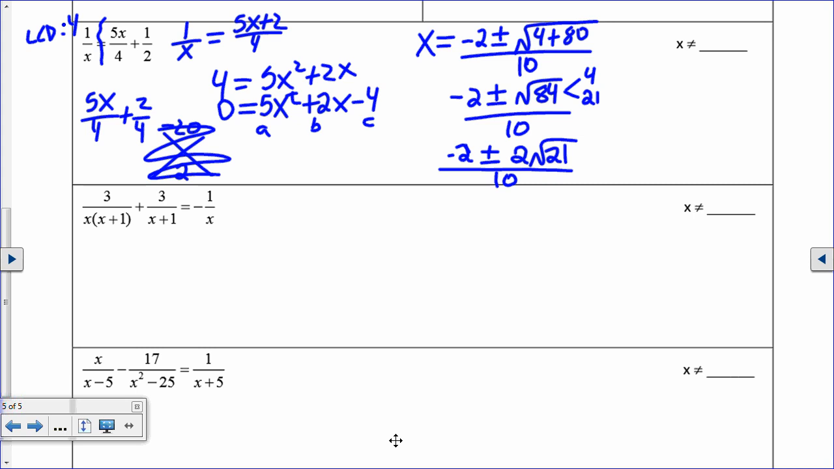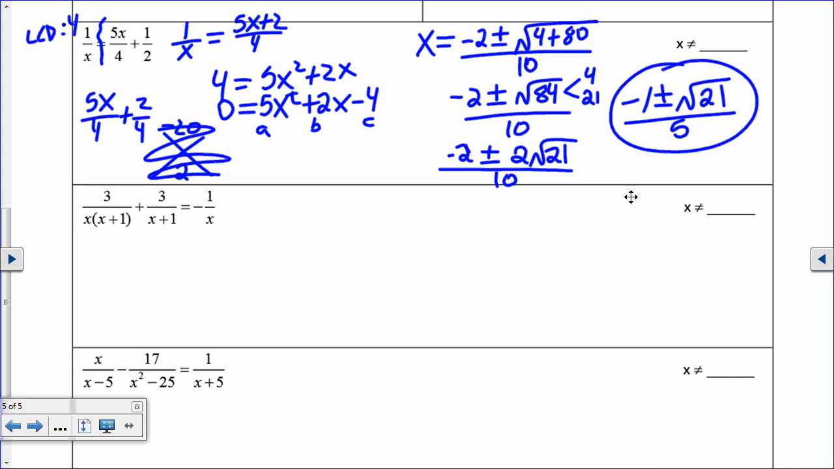Now you guys are free to cancel whatever you want. Is there anything that all three of these things have in common? 2, so I can divide by 2. If I don't want to make this too messy, but if you slash through those and divide by 2, you're going to have negative 1 plus or minus the square root of 21 divided by 5. Yes, because we had negative 2 before. If you divide that by 2, it's a negative 1 left behind. That's your answer.